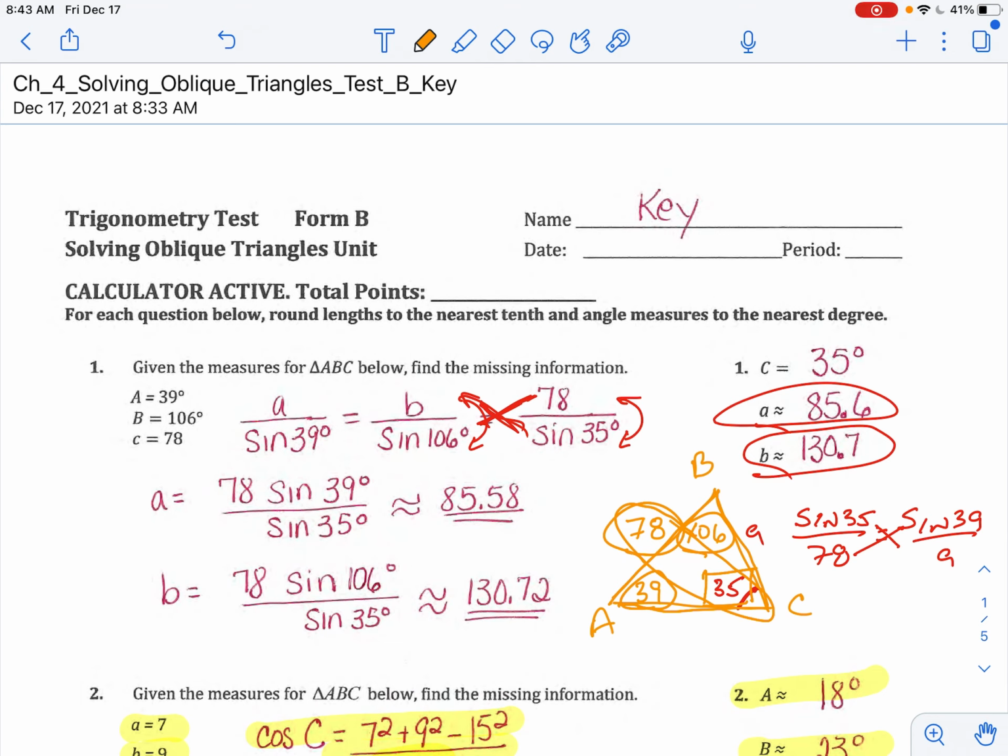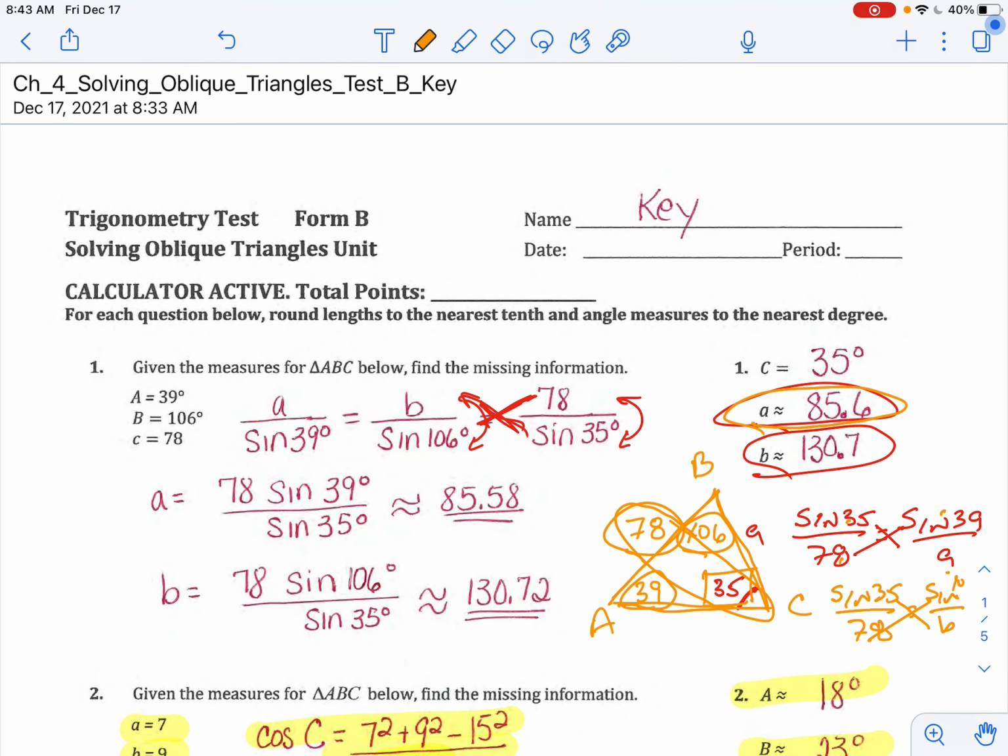Okay, so if I would do sine of 35 over 78 equals sine of 39 over little a, I could find little a here. Now once I find that, you could do the same thing for b. So what you could do then is take sine of 35 over 78 equals sine of 106 over little b. You can do the cross you know, divide by the cross you don't know, and that would complete the cycle for that.